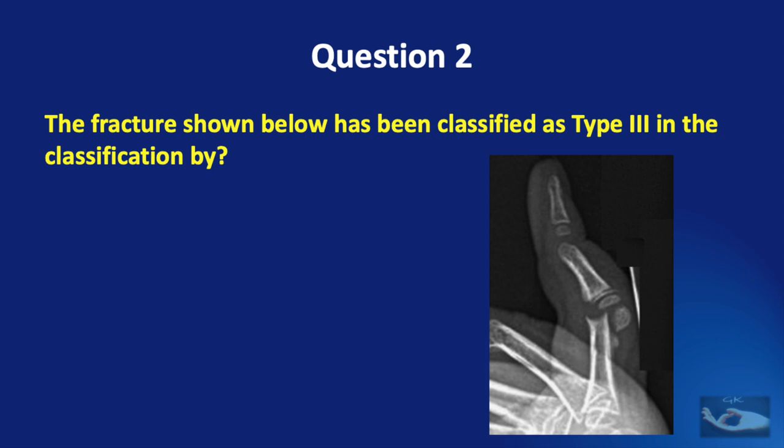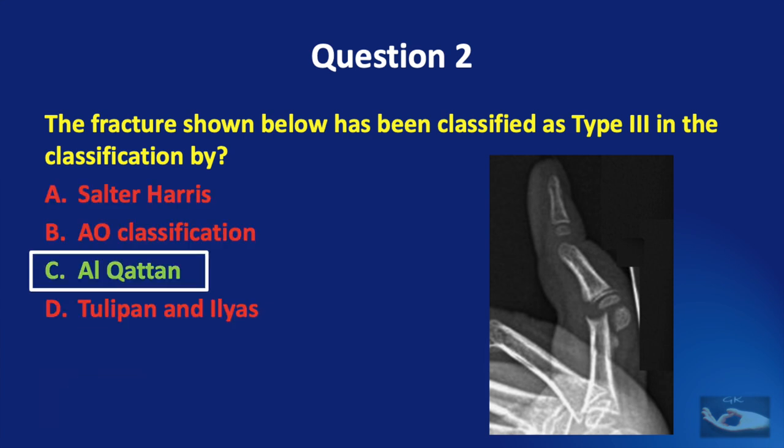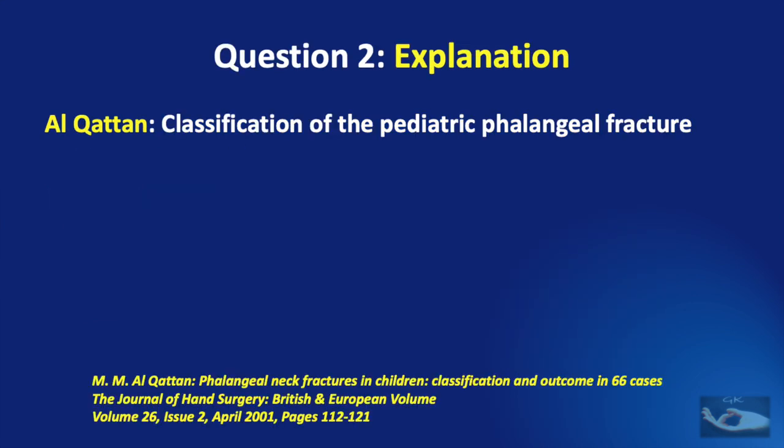Question number 2. The fracture shown below has been classified as type 3 in the classification by Salter-Harris, AO classification, Al-Katan, Tulipan and Elias. And the correct answer is, the fracture shown below has been classified as type 3 in the classification by Al-Katan. Al-Katan has classified pediatric phalangeal fractures in 2001.